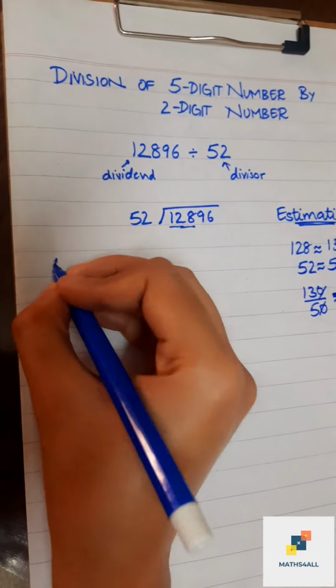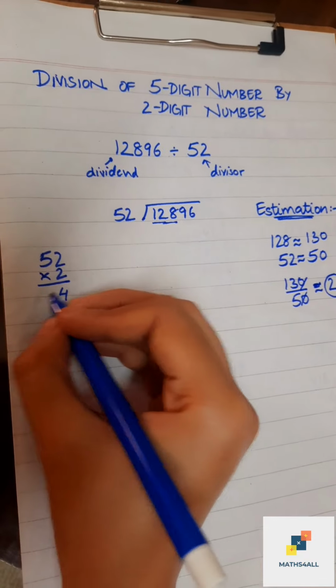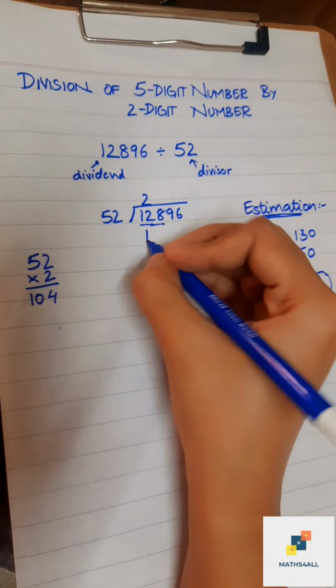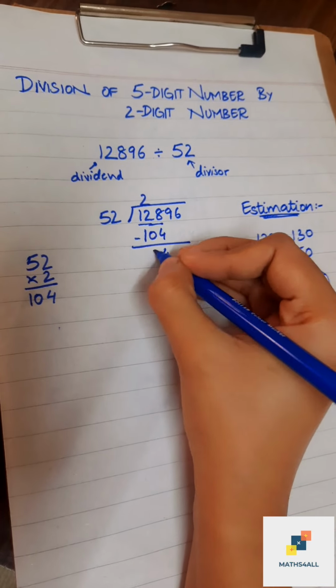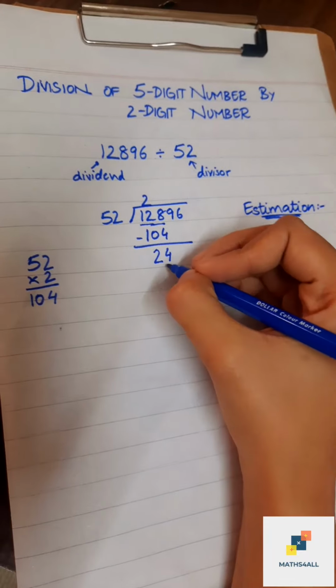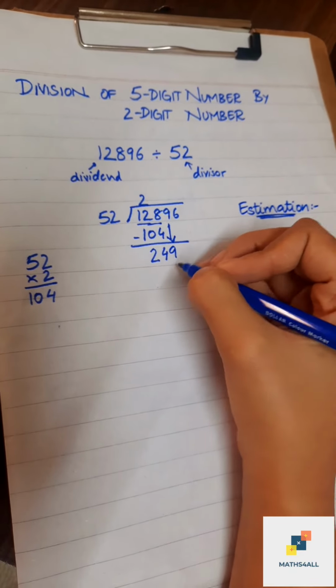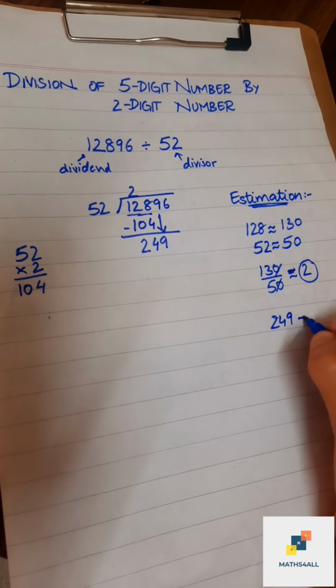So now we know which number to multiply by 52. 52 multiplied by 2, the answer comes out to be 104. So after subtracting, we get 24. As 24 is less than 52, we would take down the number 9. And now we have to divide 249 by 52.